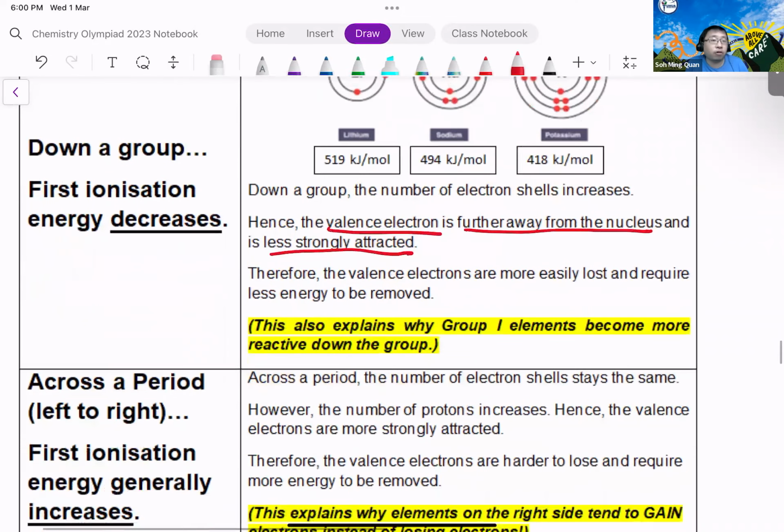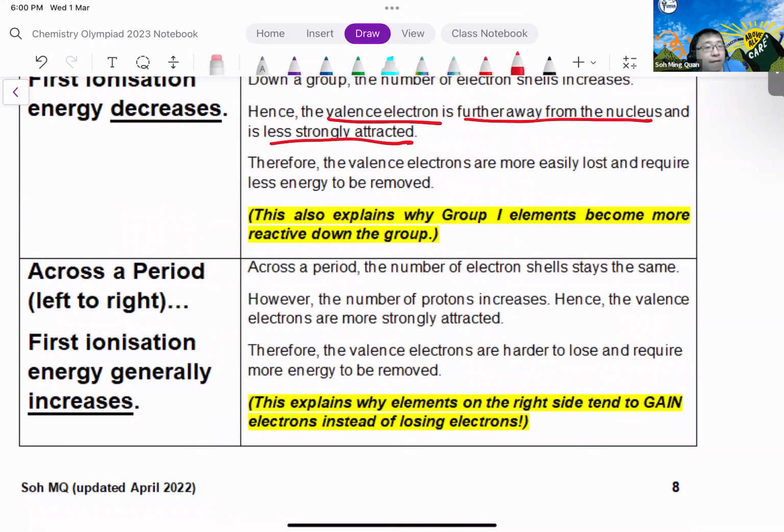Okay. Now, across a period from left to right, first ionization energy generally increases. That means when you go from left to right, the elements find it harder to lose electrons. That makes sense because you have just learned metals are on the left. Metals lose electrons. So sodium loses electrons, calcium loses electrons, magnesium loses electrons. On the other hand, the non-metals are on the right, like oxygen. Oxygen gains electrons. Chlorine gains electrons.